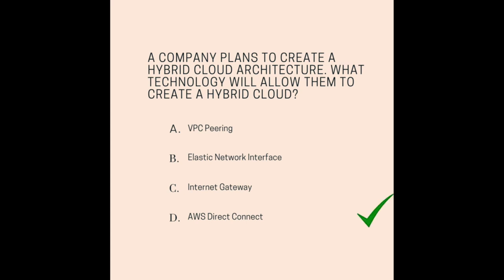Answer is D, because AWS Direct Connect provides a low latency, high bandwidth connection to connect customer on-premise environments with the AWS cloud, which allows them to create a hybrid cloud architecture.